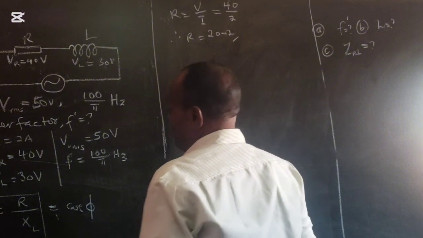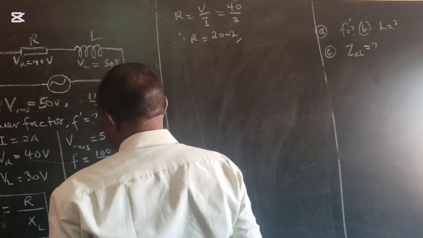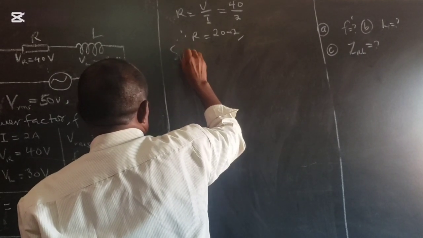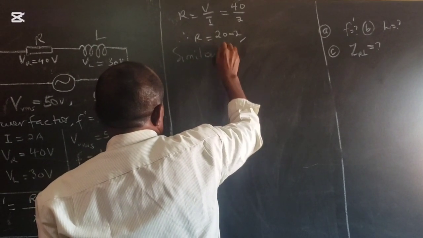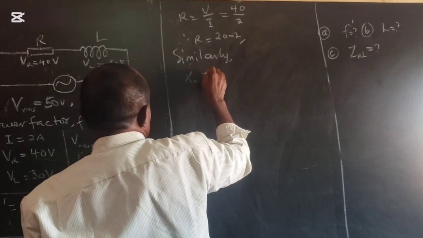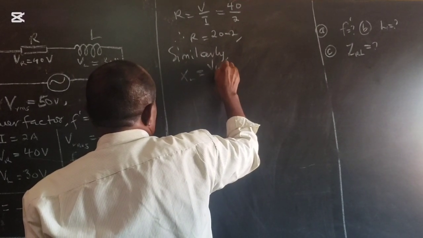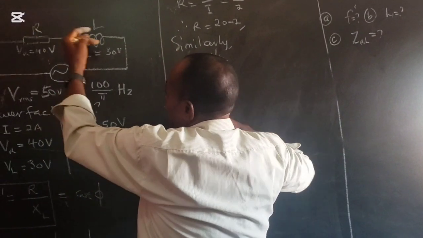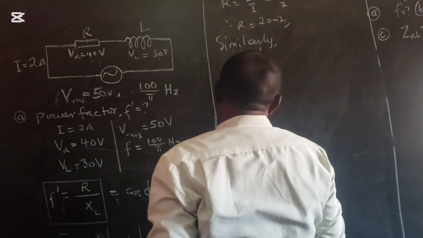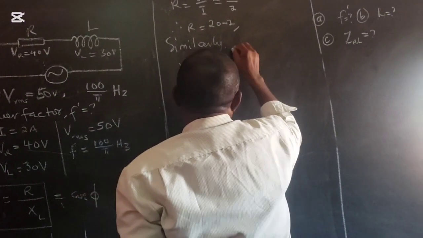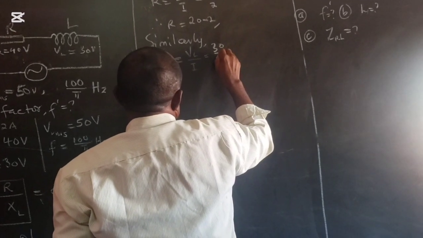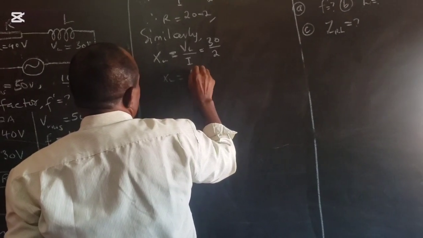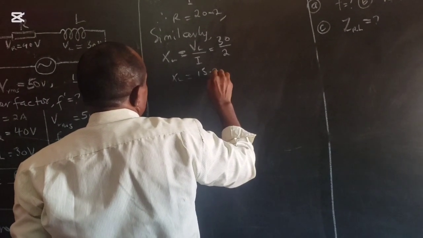We also go ahead to find the inductive reactance. So our XL, similarly, XL is equal to V due to inductor over current, because they are all in series in the circuit, so the current is the same at every point. So this is going to give us 30 divided by 2, and our XL therefore is equal to 15 ohms.